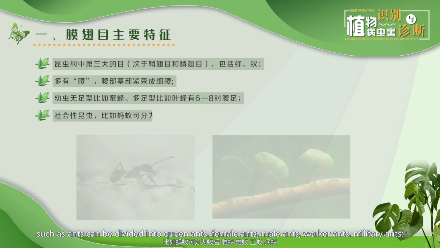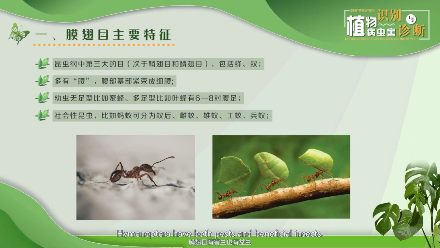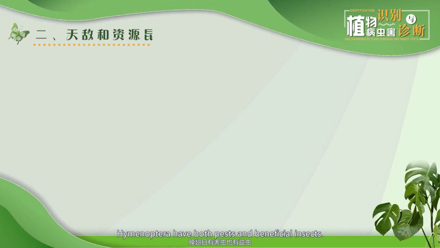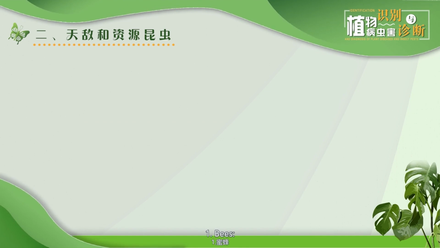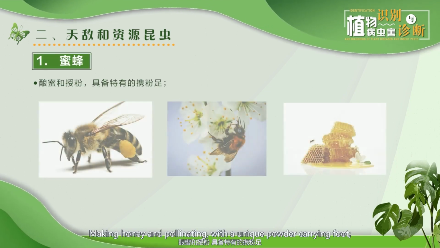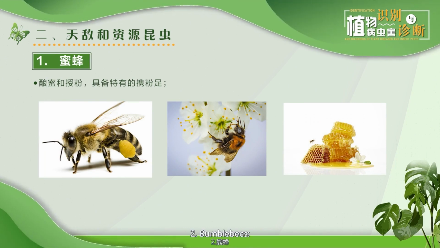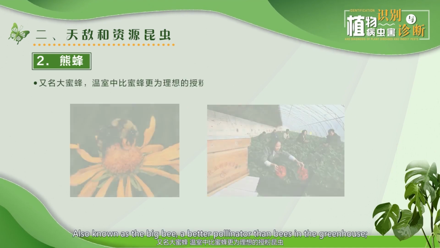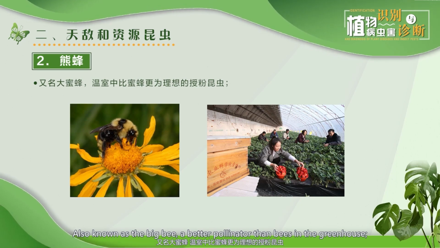Social insects, such as ants, can be divided into queen ants, female ants, male ants, worker ants, and military ants. Hymenoptera have both pests and beneficial insects. Second, natural enemies and resource insects. 1. Bees, making honey and pollinating, with a unique pollen-carrying foot. 2. Bumblebees, also known as the big bee, a better pollinator than bees in the greenhouse.